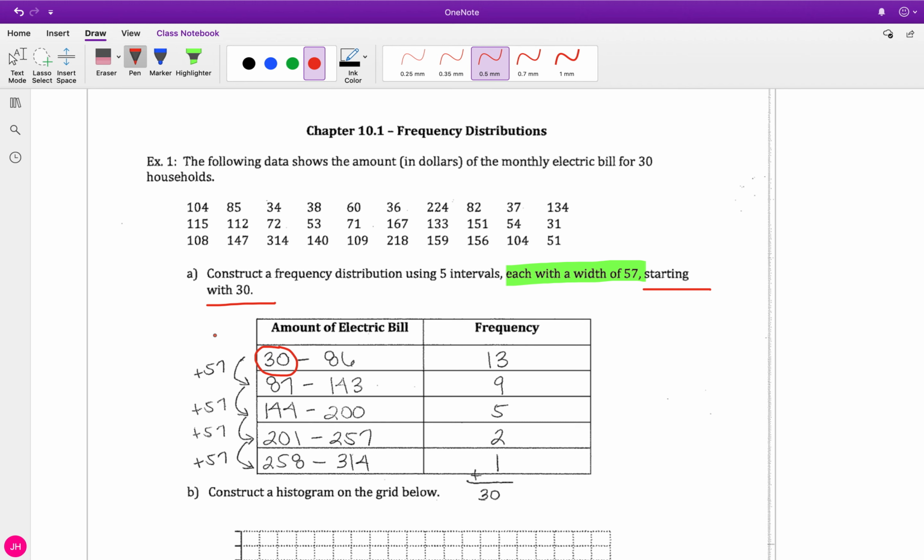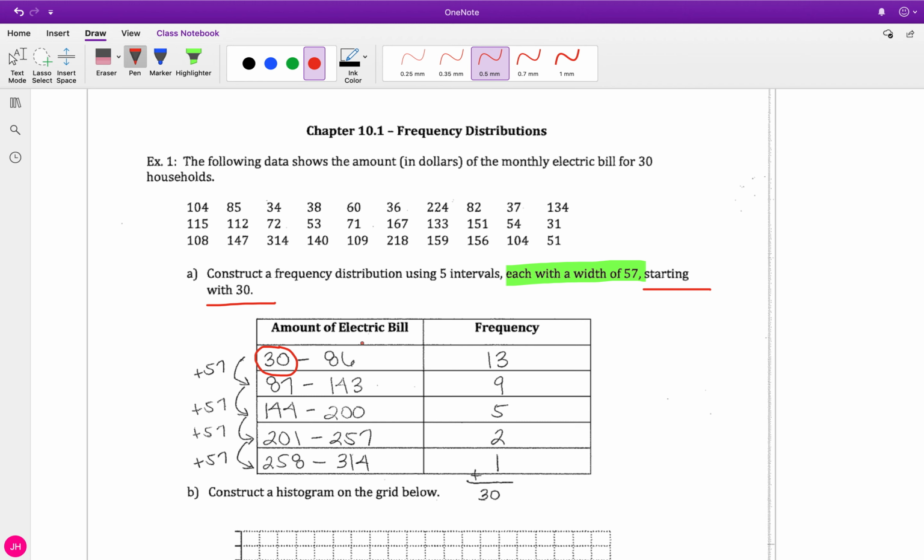That's why I have this work right here. So we do 30 plus this class width of 57, that gives me 87. Then I add 57 again to get 144. Add 57 again to get 201. Add 57 again to get 258.